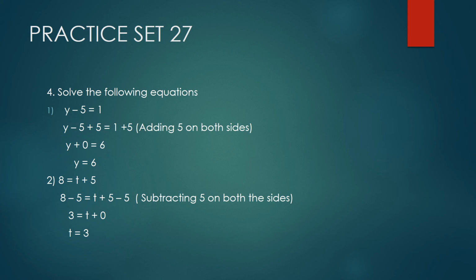The fourth sum, that is, solve the following equations. In the previous questions we had done how to make an equation. So we had only stopped there. That is how an equation is made. But in this particular part, we are going to understand how to solve these equations. Okay. So the first question says y minus 5 is equal to 1.